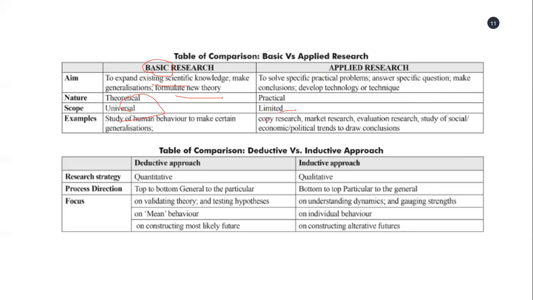When it comes to an example of basic research, you basically study human behavior to make certain generalizations. Whereas when we speak about applied research, it is to conduct market research, to evaluate the research study, or to study the socio-economic trends and to draw a conclusion. So this can be done under applied research.